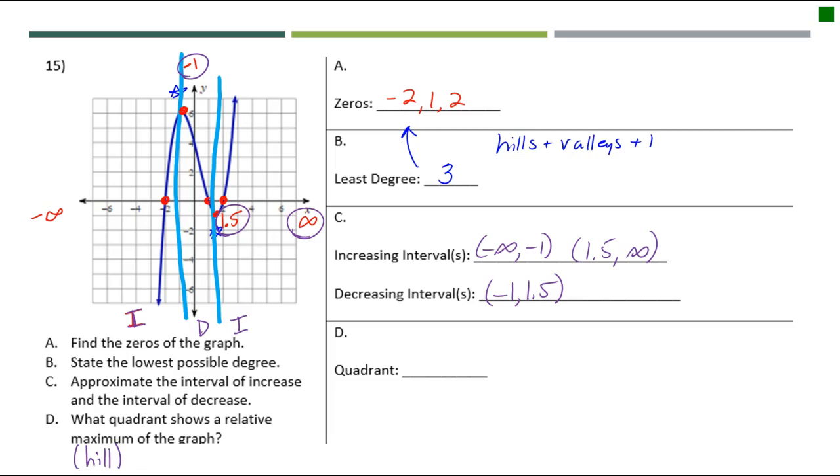So since I'm looking for a hill, that means I'm looking at this thing right here, and that red dot is in quadrant 2. Remember that the quadrants go 1, 2, 3, and 4. So the answer would be quadrant 2.